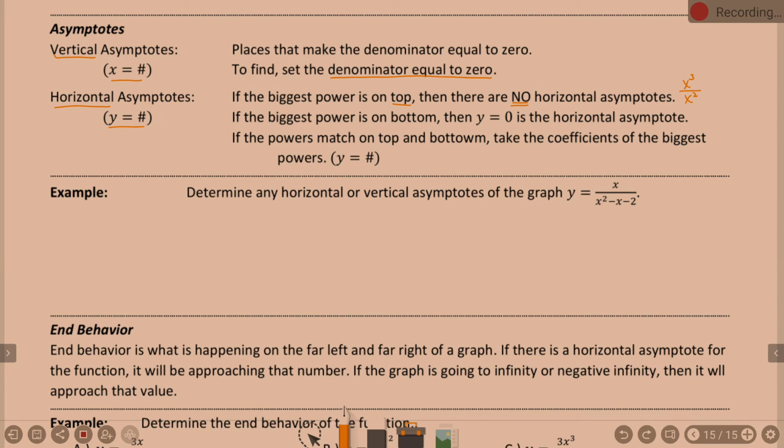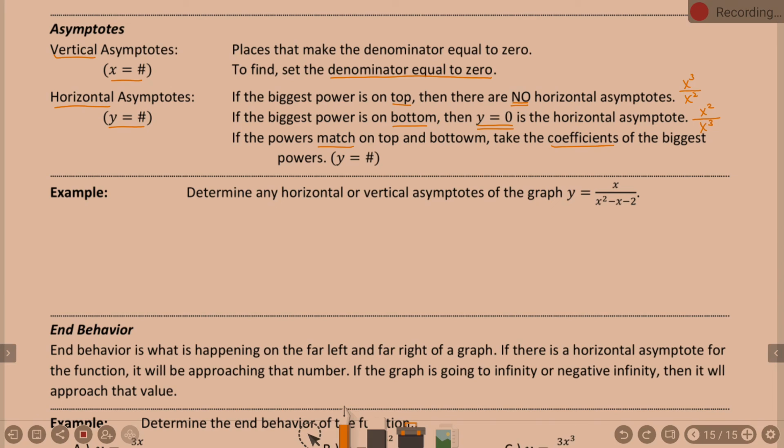If the biggest power is on bottom, then y equals 0 is always the horizontal asymptote. That would be like if you had x squared on top as your biggest power and x cubed on bottom as your biggest power. Y equals 0. Or if it was x to the third over x to the seventh, biggest power still on bottom, you still have y equals 0. And then lastly, if powers match on top and bottom, then you take the coefficients of the biggest power.